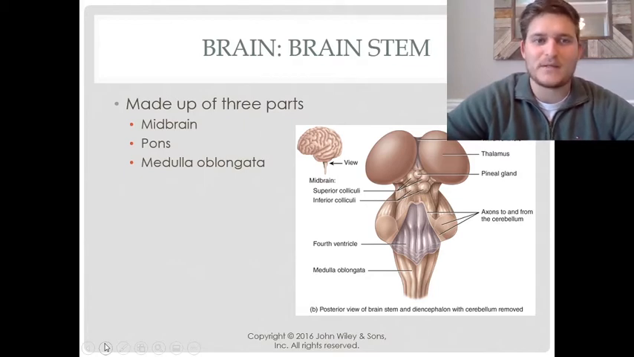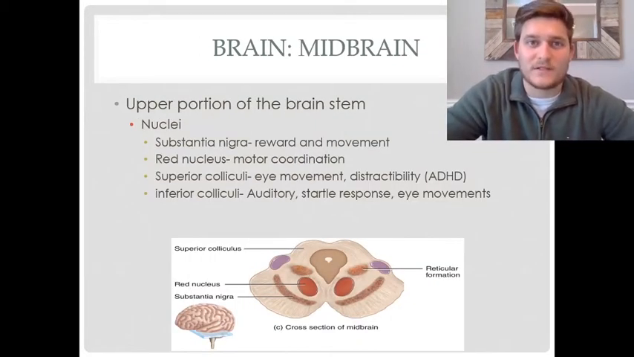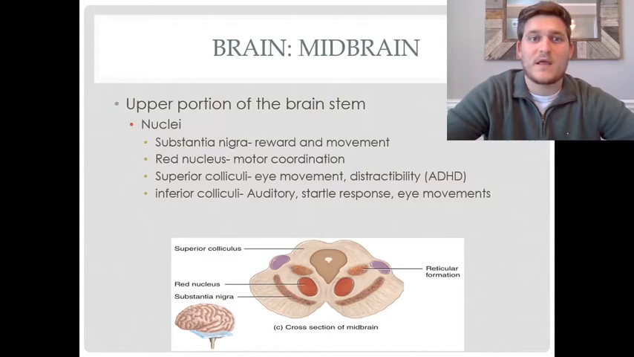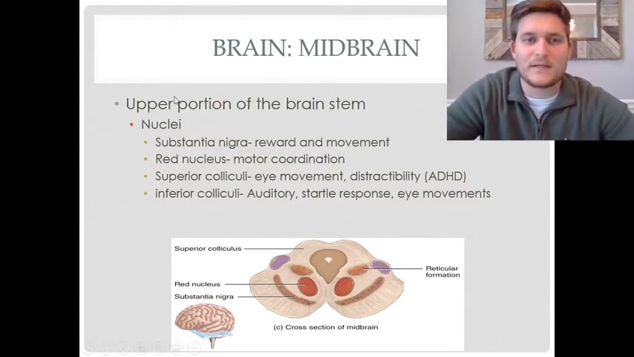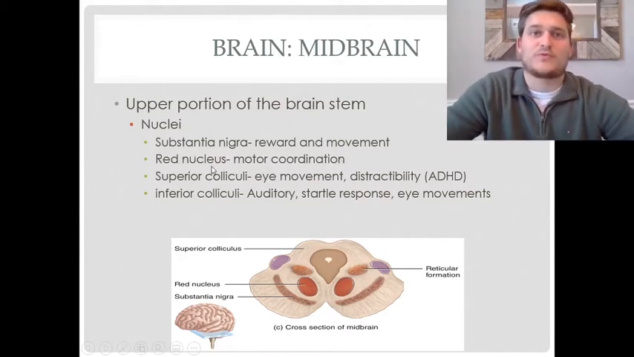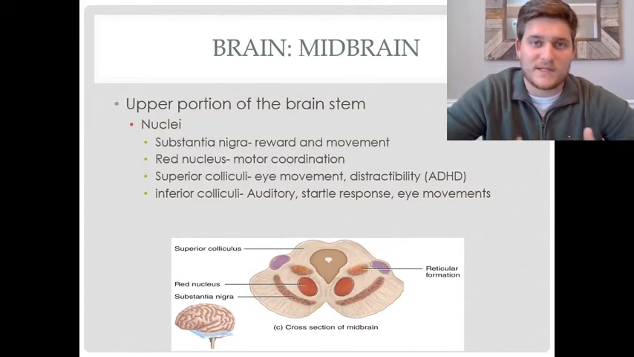The midbrain. In the brain stem, we're going to have clusters of neurons, otherwise known as nuclei. And in the midbrain, 2 of these sections, the substantia nigra and the red nucleus, play a huge role in the movement of our skeletal muscles.